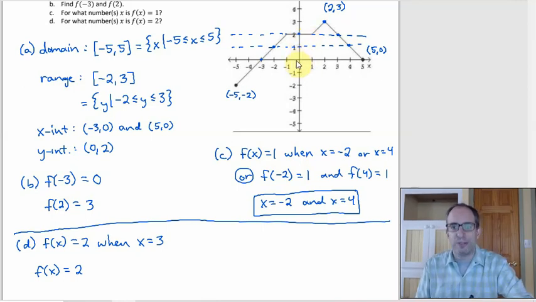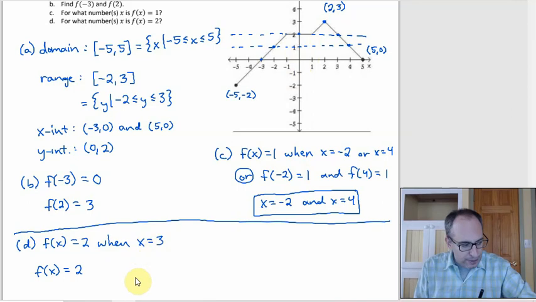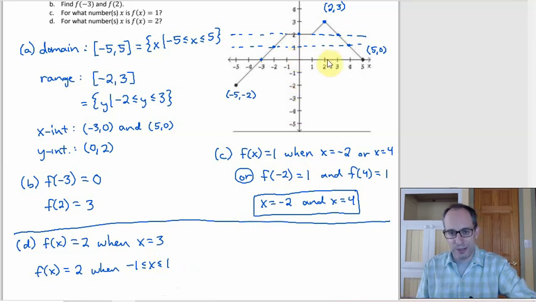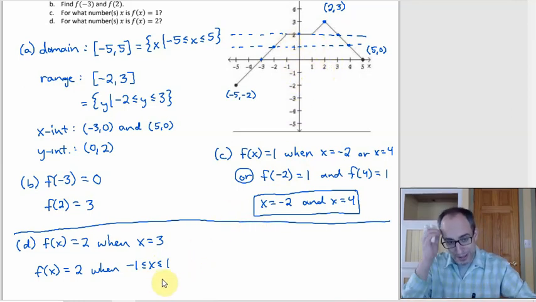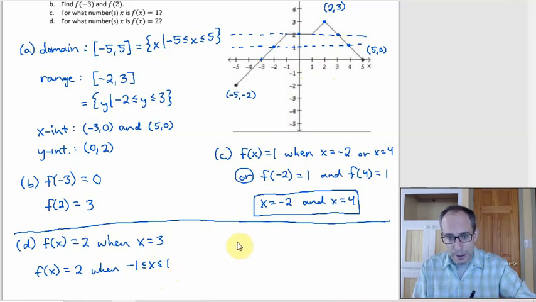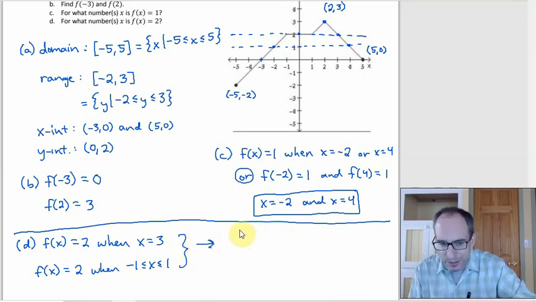For f of 1/2, that's 2. For f of negative 3/4, that's 2. So I guess then we'll say when negative 1 is less than or equal to x less than or equal to 1, right? Because it looks like it works for those endpoints, negative 1 and 1, and everything in between. So knowing that, I guess this is how I can write this and squeeze it all in on the screen without having to scroll. So the answer would be x equals 3 and negative 1 less than or equal to x less than or equal to 1.